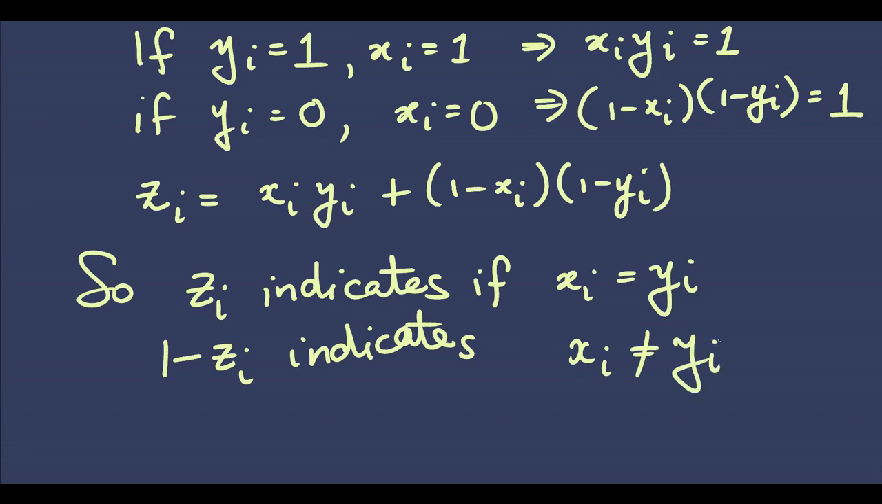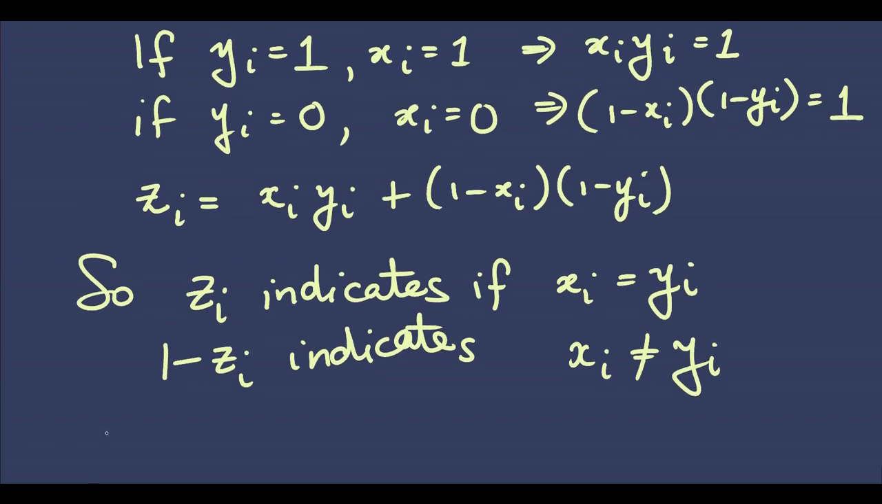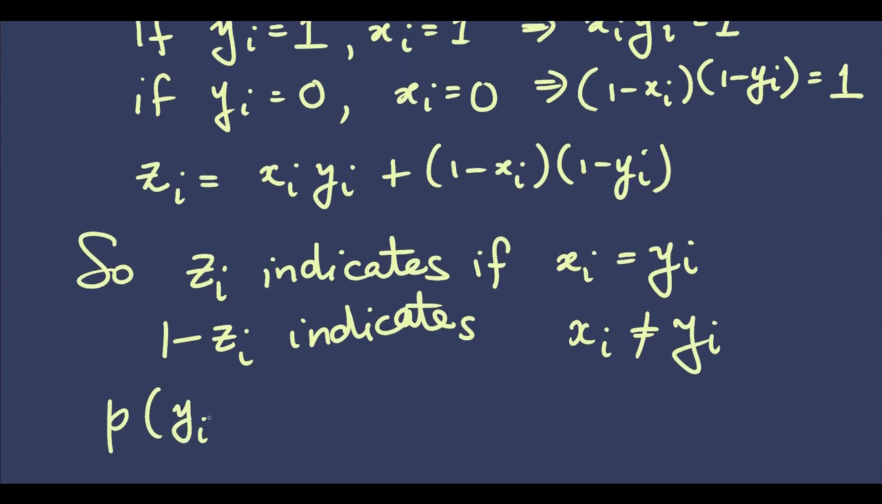All right. So then, given that, we can write down the probability mass function for yi conditional on xi and theta, which we're assuming that we know. And that's going to be, okay, well, if yi is equal to xi, that's going to happen with probability 1 minus theta, and that will happen when zi is equal to 1.